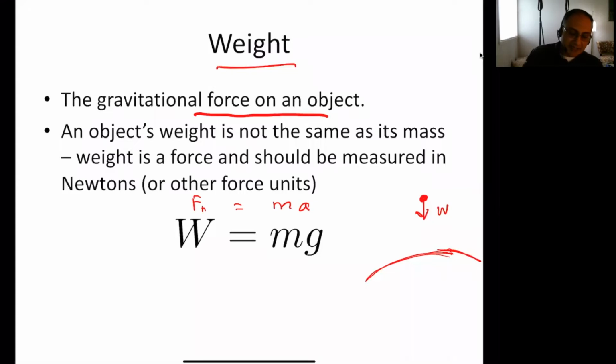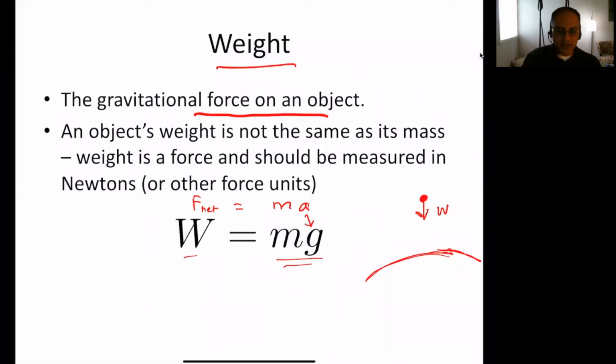Actually, it's F net equals mass times acceleration, but there's only one force here. So F net is just F. F net is just W. And then acceleration is g. So you can immediately calculate that weight is equal to mg, right?